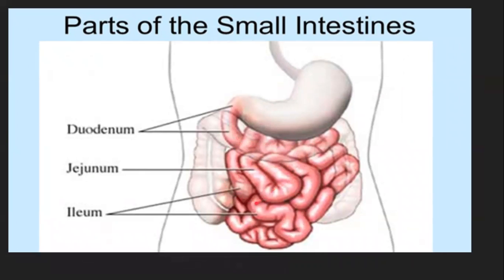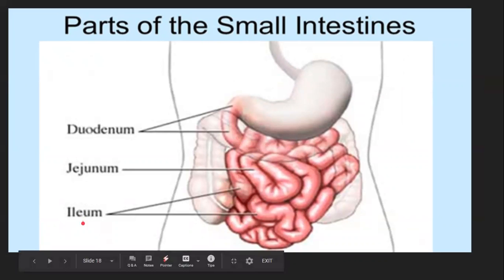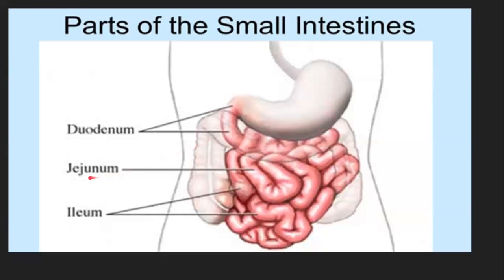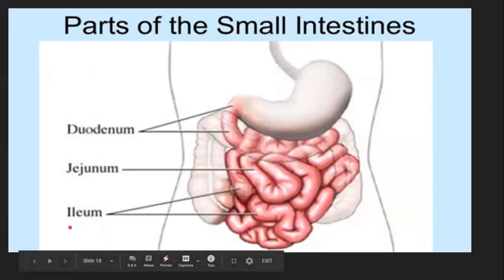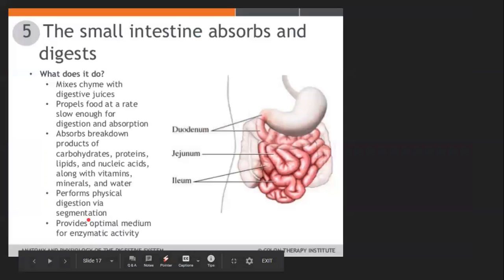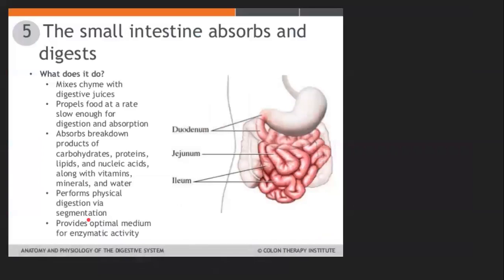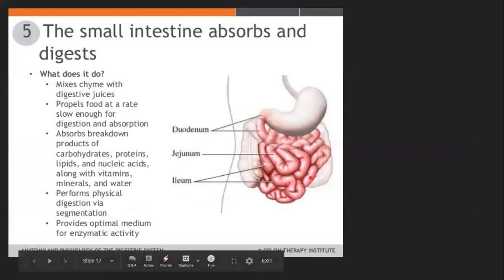So the small intestine is composed of three main parts. You have the duodenum right over here. That's the beginning portion. The next portion is called the jejunum. And then the last portion at the very end, before it goes into the large intestine, is called the ileum. So the first portion connected to the stomach is the duodenum. In the middle, jejunum. All the way at the end, ileum. All right? So what does the small intestine do? What do these different portions do?